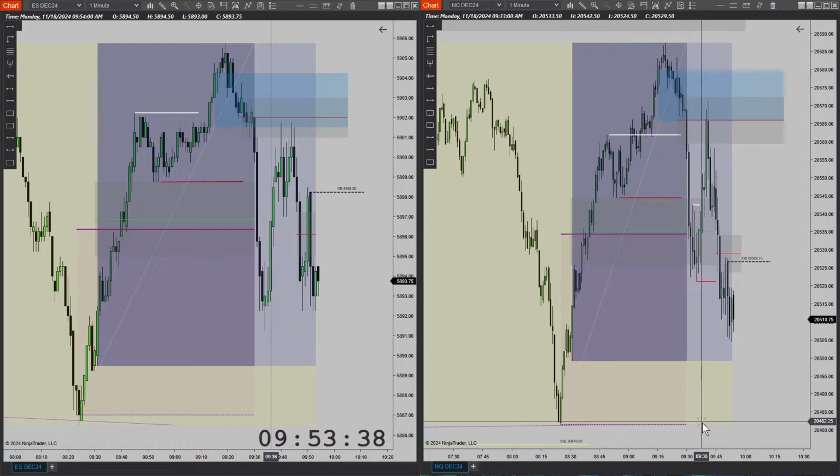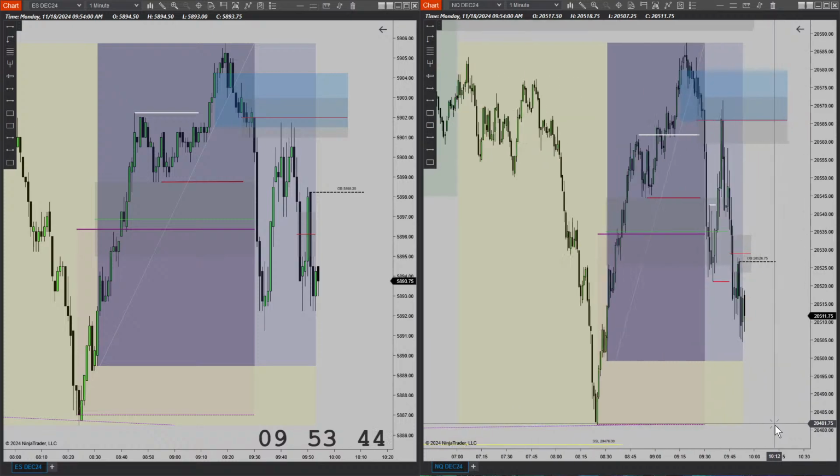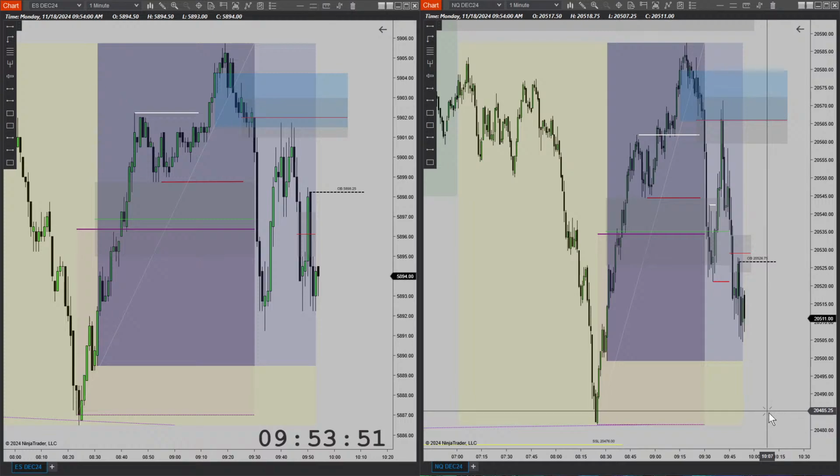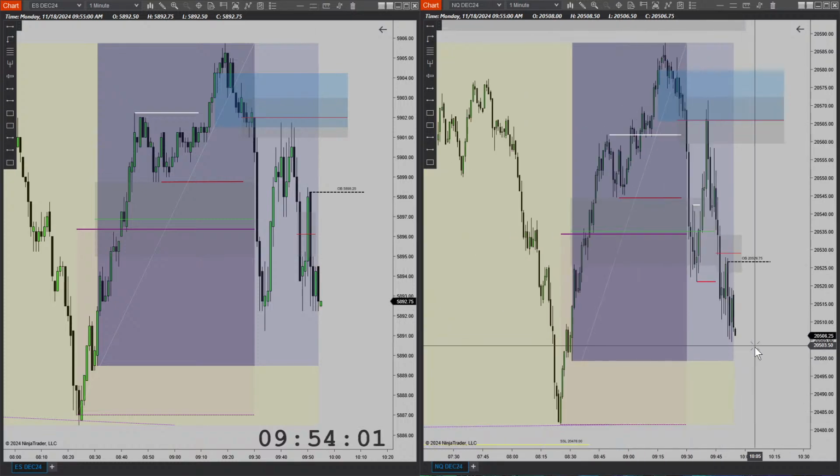And if it doesn't happen, then my bias is wrong, and we're probably going to come and take out these lows down here, which are relative equal lows. So we'll see. You know what? I'm going to get short there. I like that order block right there. We'll see.